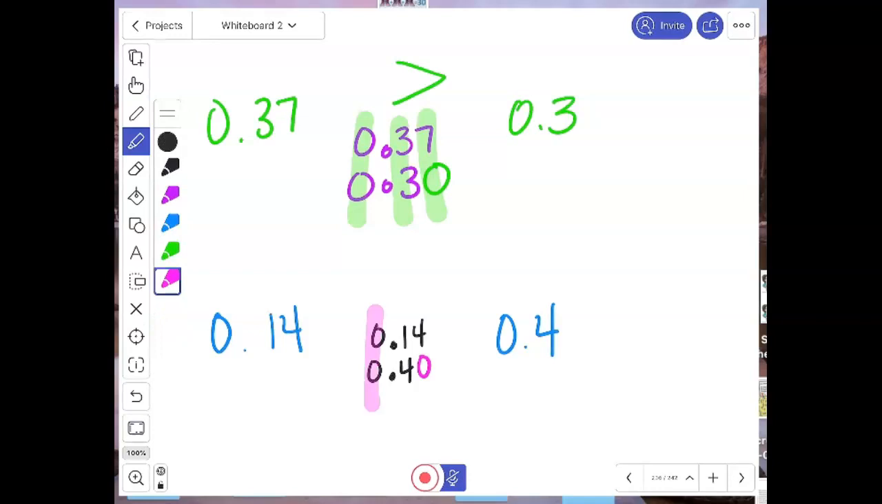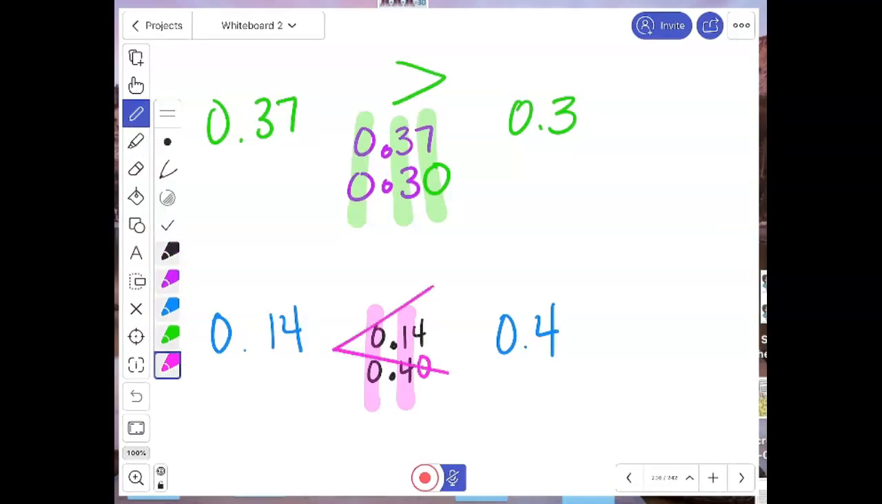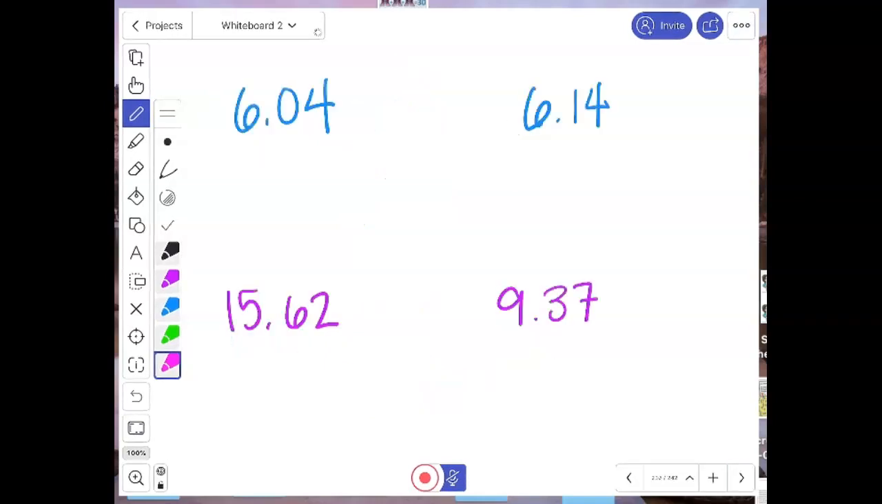Same, different. 1 is less than 4, so it's less. Let's go again. Same thing's true when you have whole numbers. Step 1, line up those decimals.